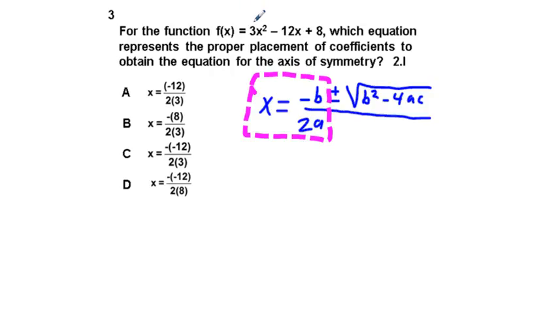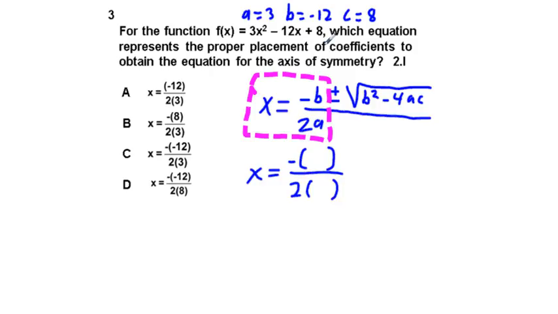Well, in this situation up here, we have a is equal to 3. We have b is equal to negative 12. And c, which we don't need for the axis of symmetry formula, is 8. And so we have x equals negative b over 2a. So we're going to plug in negative 12 for the b and 3 for the a. And so that's going to take you right to answer choice C.